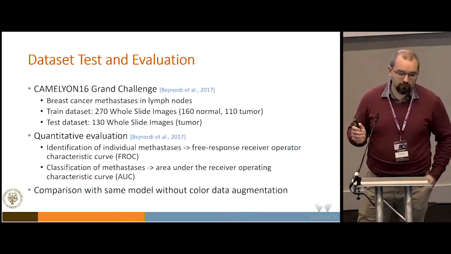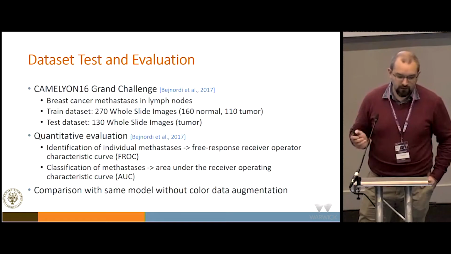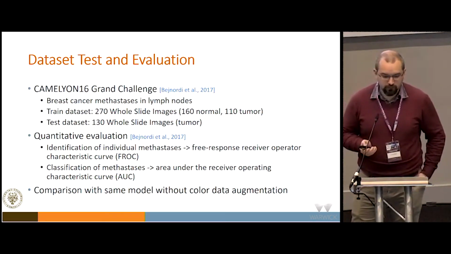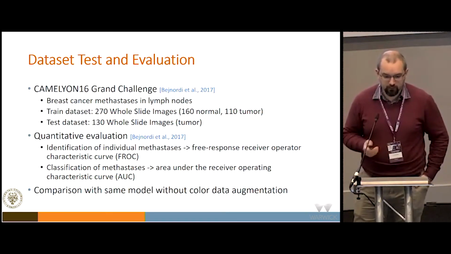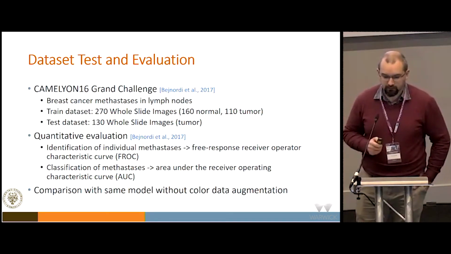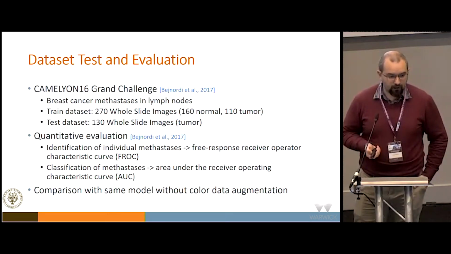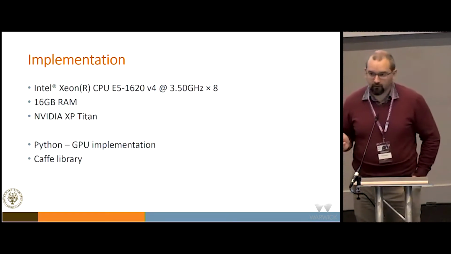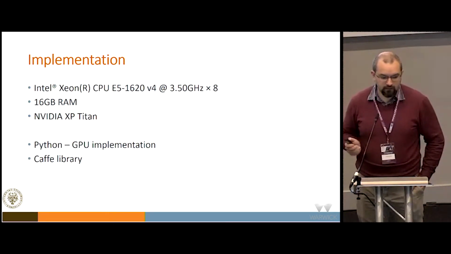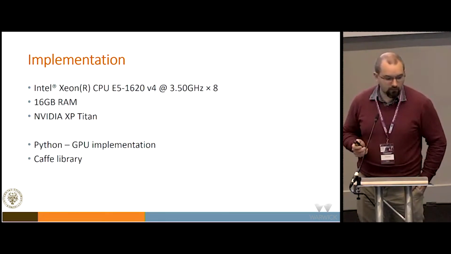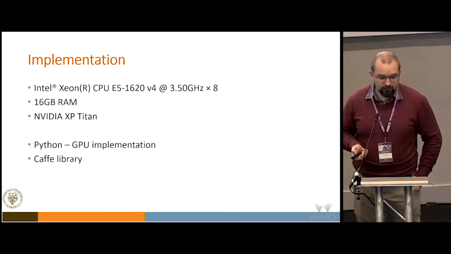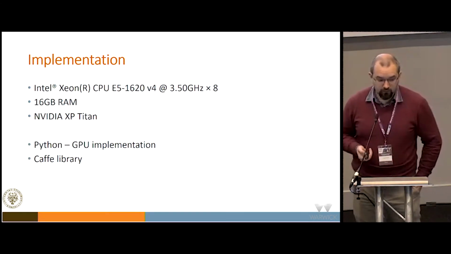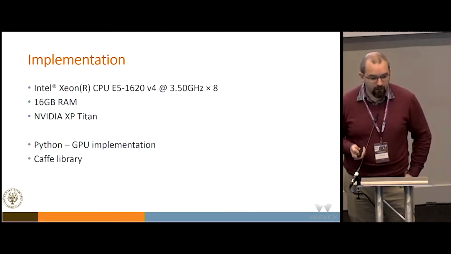We also implemented two different models, one with and one without color data augmentation, so we could directly compare the increase of our results with our previous work. We implemented this on a Xeon machine with 16 gigabytes of RAM, running an NVIDIA Titan Xp, and the software was implemented in Python, with the GPU implementation using the Caffe library.